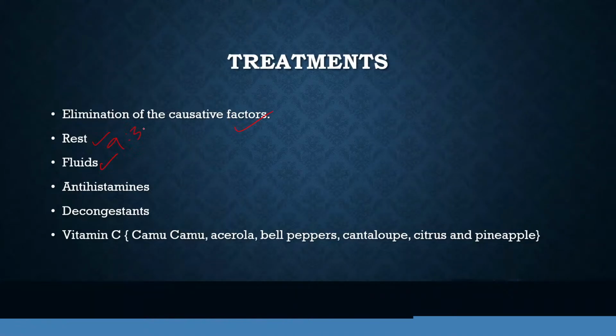So I have 2 recipes here for cough syrups. Let me see. Okay, there are 2. This is number 1, and then this is number 2. So number 1, you can use onion and honey to make a cough syrup.